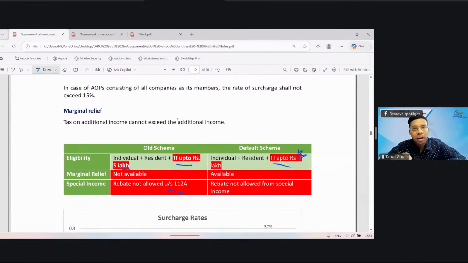Here the marginal relief is available. Okay. So the marginal relief is not available under the old regime in case of rebate, only for surcharge. But in case of surcharge, there is always marginal relief available, no exception.